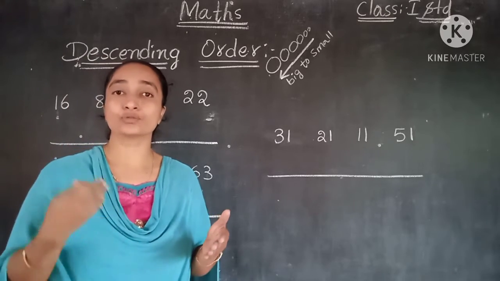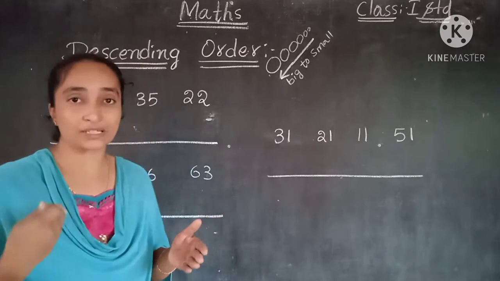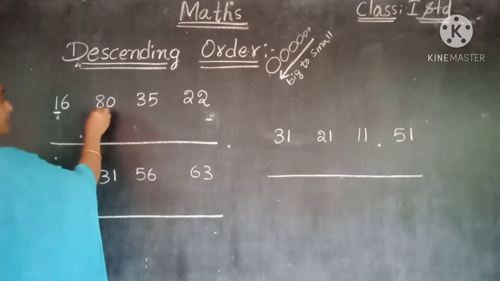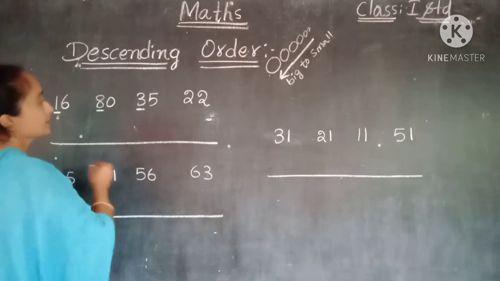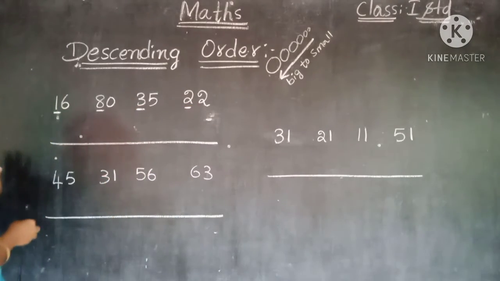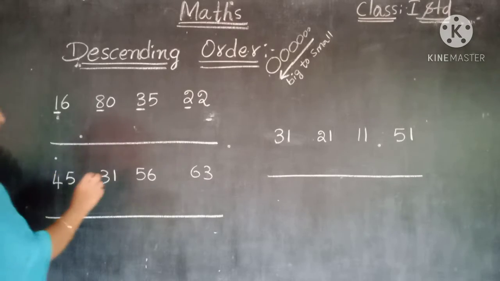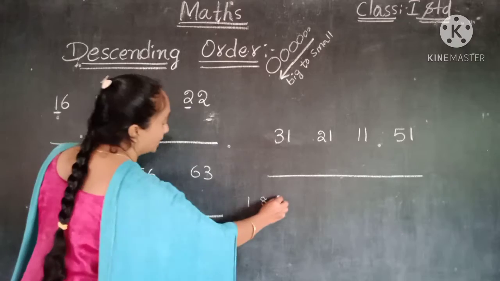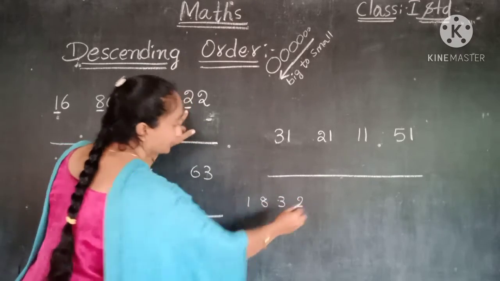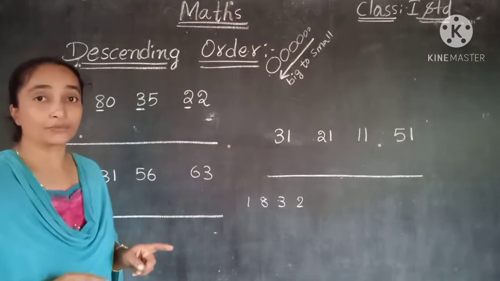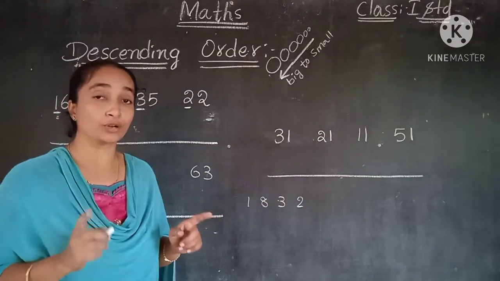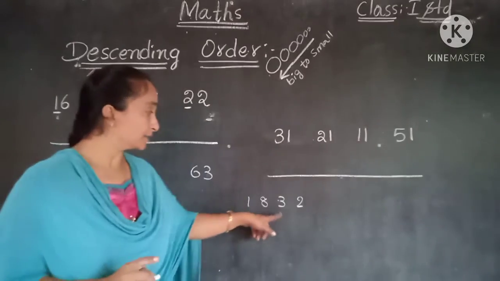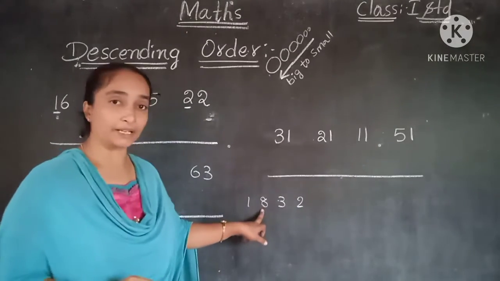That is, we have to identify the tens place. So first of all, you have to take the tens place. 1 ten, 8 tens, 3 tens, 2 tens. That means here we can write, children, 1, 8, 3, 2. Now we have to identify only the big numbers, children. Now we should take only the big number, not the small number. So what is the big number here? 1, 8, 3, 2. So 8 is the big number.